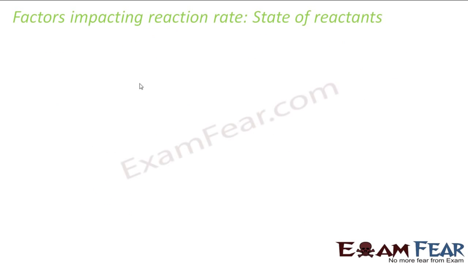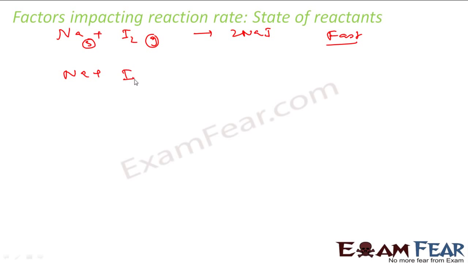Correct? If you want to see examples in real life, take sodium and iodine. Sodium will be solid always. If iodine I am putting as a gas, I get 2NaI, and this will be a very fast reaction. But in the same reaction, sodium will be solid, and instead of iodine gas, take iodine solid, I'll still get the same product, but this will be a slow reaction. So if you see, the state matters. This was gas, this is solid, this is fast, this is slow. Right? The reactants are the same, only the medium is changing.